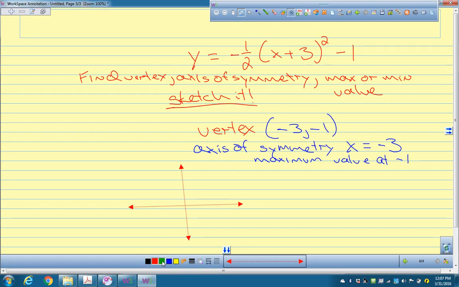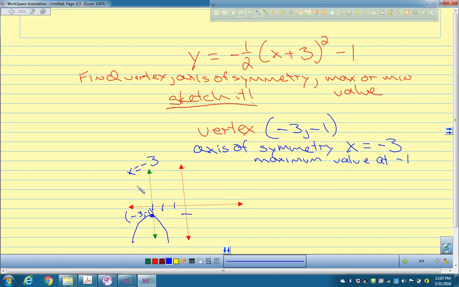Just based on this, I know we're in a rush, but I want to get through this, I can sketch this. I know it has an axis of symmetry at x equals -3. I know it has a vertex at -3, down 1. And I know that it's upside down and it has a maximum value at that point. So this is the point -3, -1. You should be able to sketch axes of symmetry, vertices, and maxes or minimums. That's all your homework is based on.